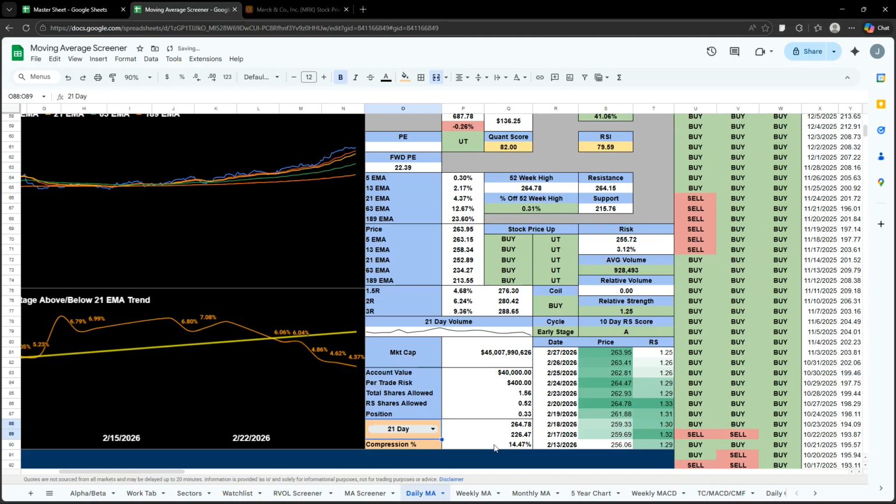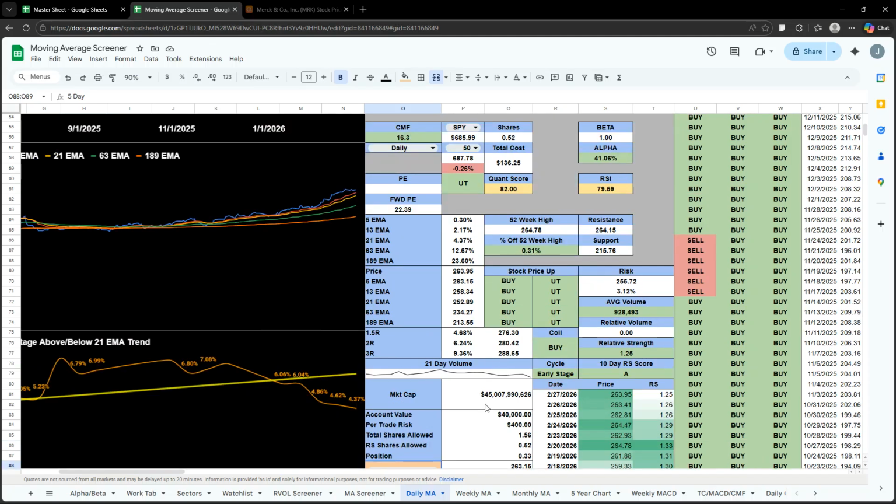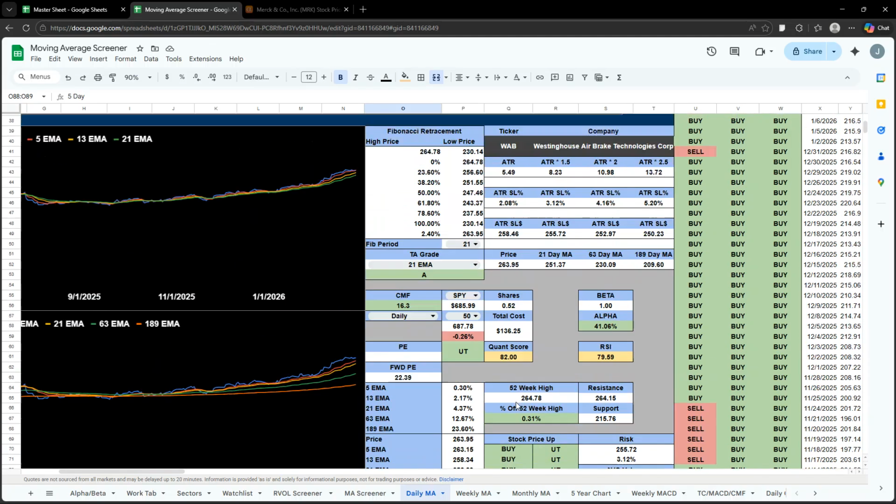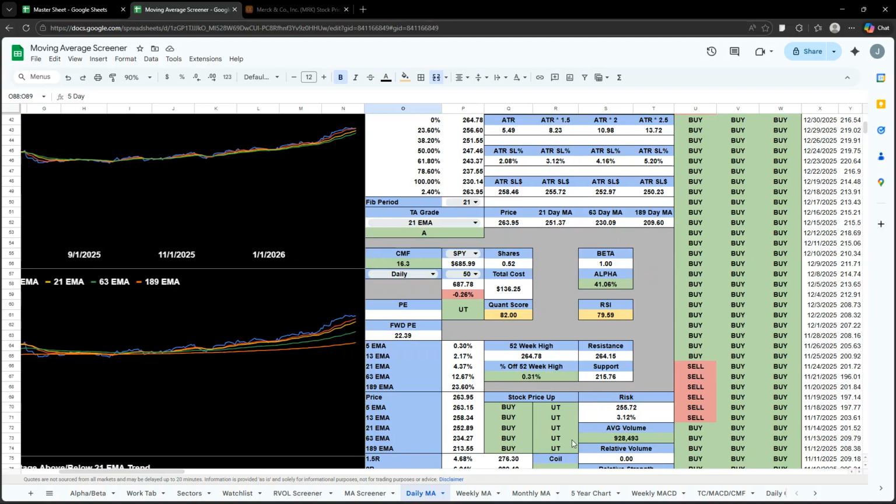Our 21-day compression, 14.47%. That's wide at 21-day, but then it compresses down to 7.89% in 13 days, and then our 5 days is 0.77%. So pretty much everything here, with the exception of maybe this overbought signal, but that is indicating strength here. I would prefer this one over AOS.